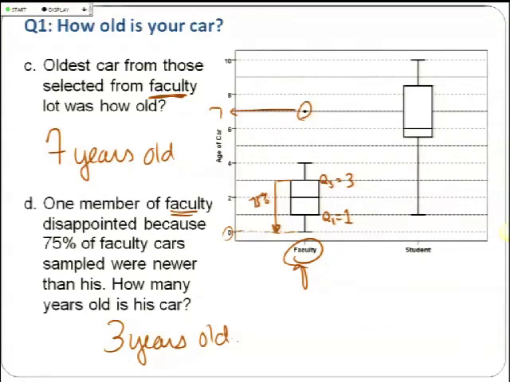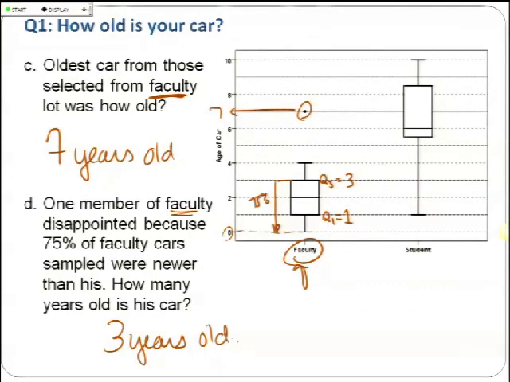If I say 25% of the cars were older than his, what would be the answer then? Still 3. 25% of the cars are older than his. Well, you just said 75% are younger, 25% are older. So just be careful you're going in the right direction and make sure you've got that percent you want in that direction. It might take trying one and then seeing that it has to be the other.